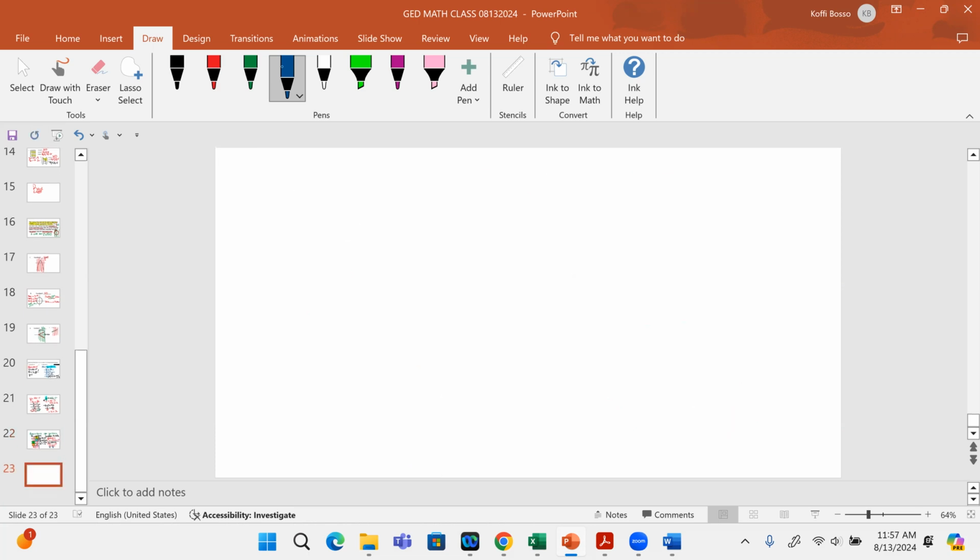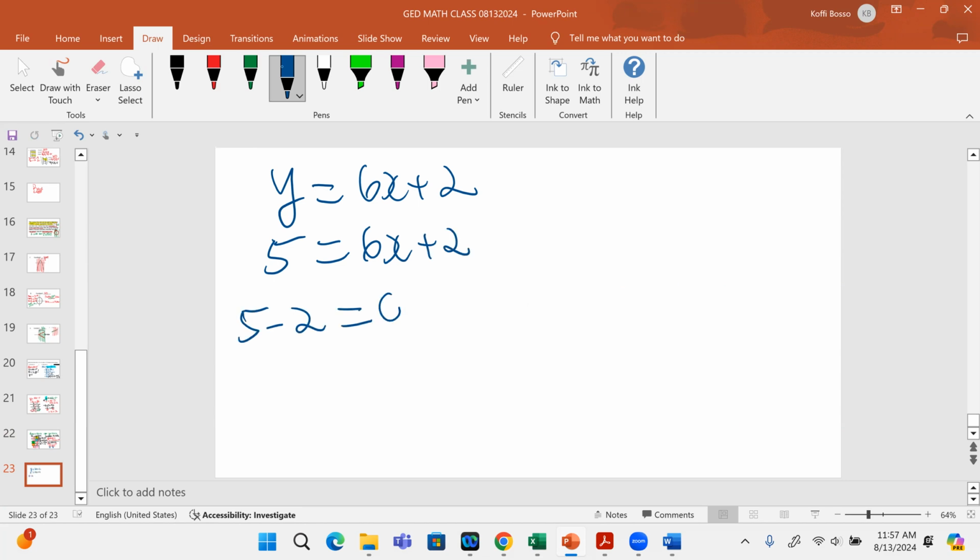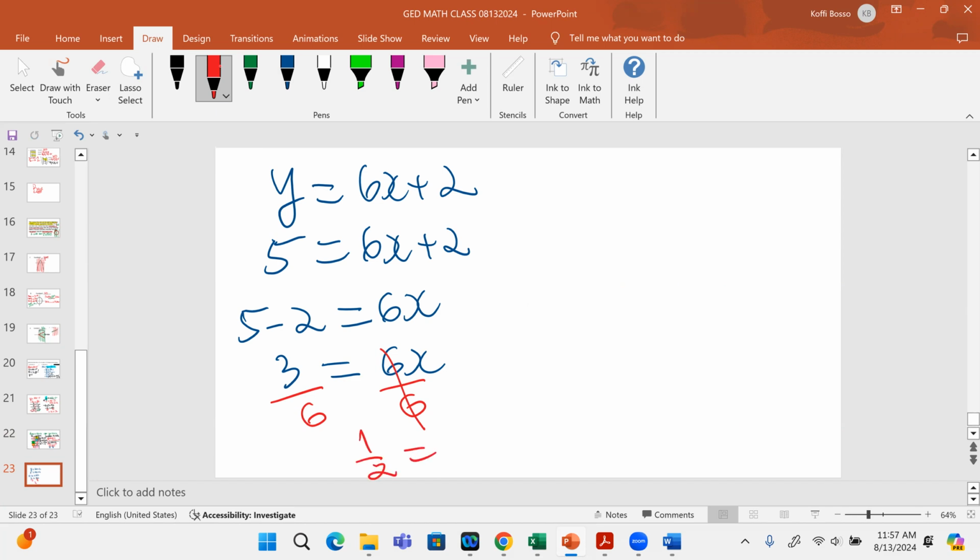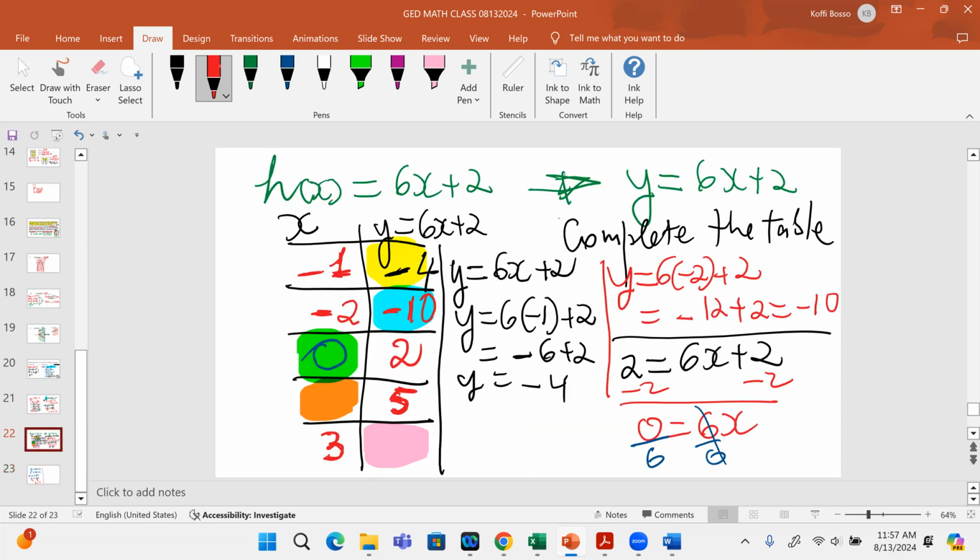So again, you solve that equation. You replace y by 5. So you have y equals 6x plus 2. You replace y by 5: 5 is equal to 6x plus 2. You're going to do 5 minus 2 is equal to 6x. 3 is equal to 6x. To solve for x, we divide it by 6. Okay. So 3 over 6 is the same as 1 over 2 equals x. So in the table here, you're going to have x equals 1 over 2.